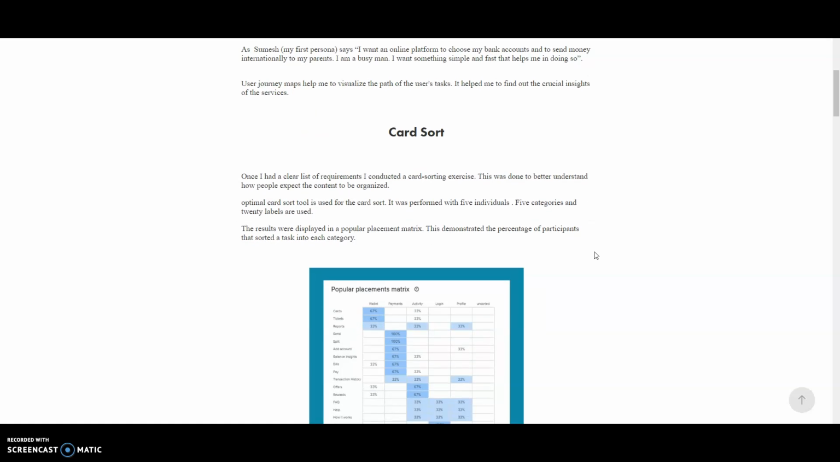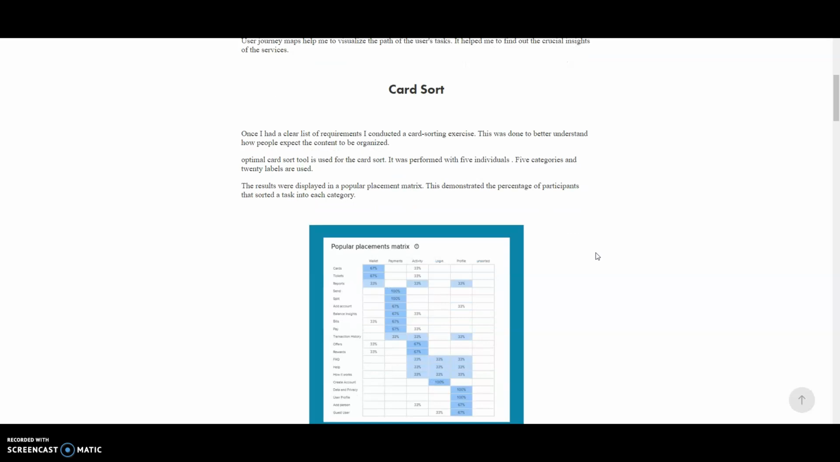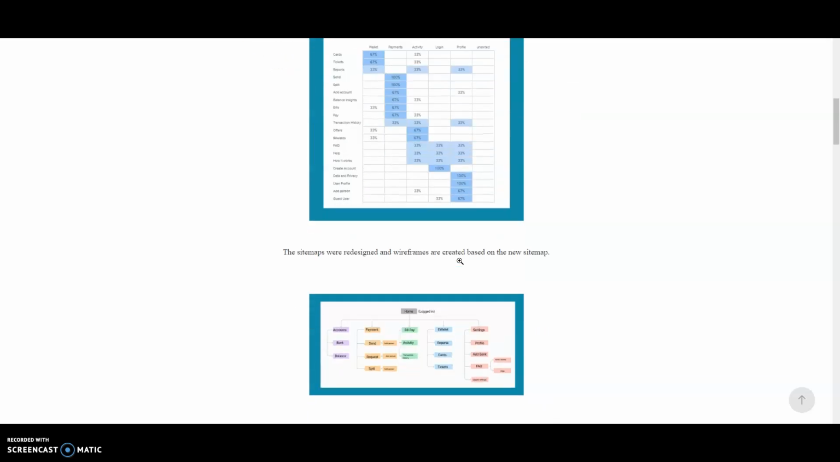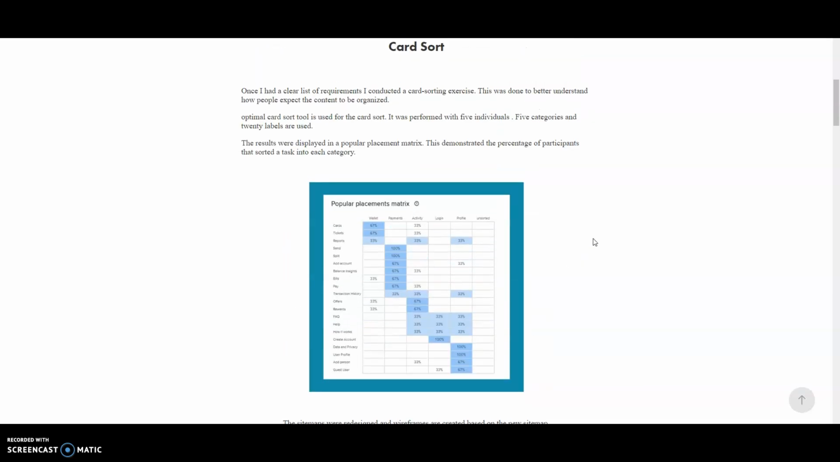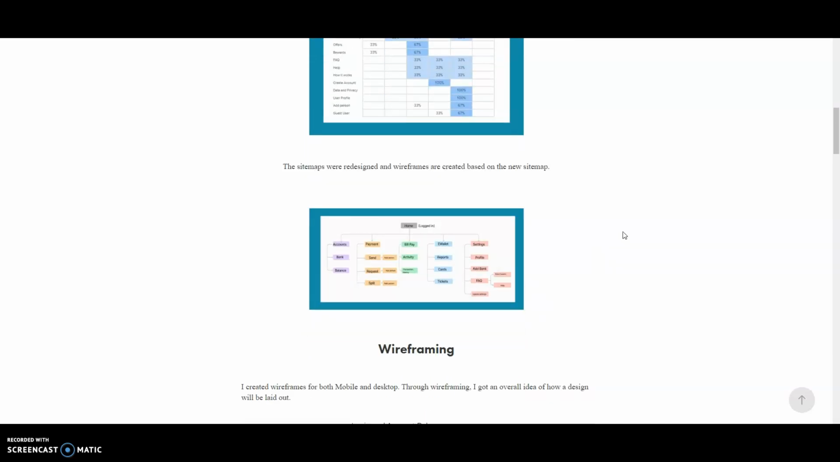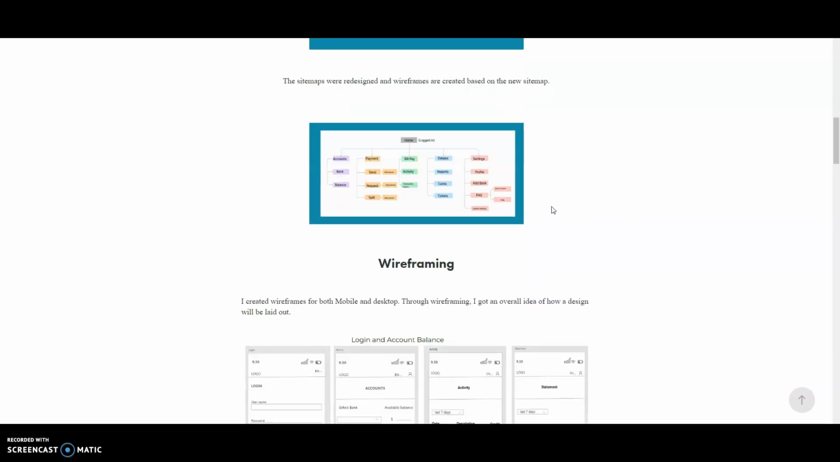The Optimal card sort tool was used for the card sort, and I chose 5 individuals, 5 categories and 20 labels for the card sorting. These are the results I got after the card sorting, and the popular placement metrics are shown below. After the card sorting, the sitemaps were designed and the wireframes were created based on the new sitemap.